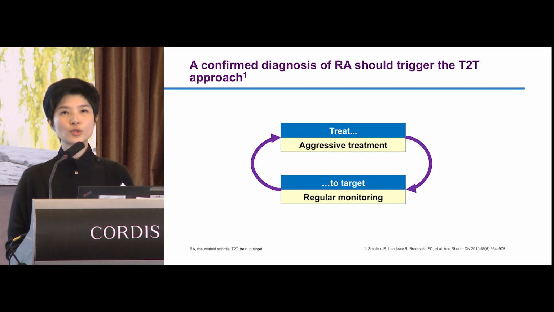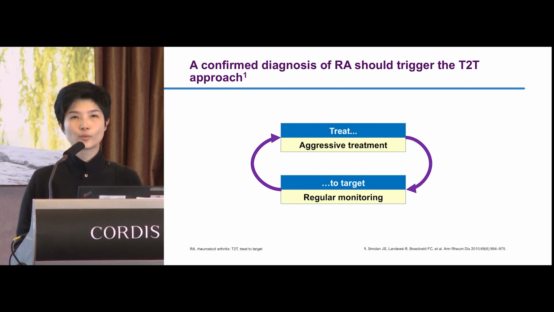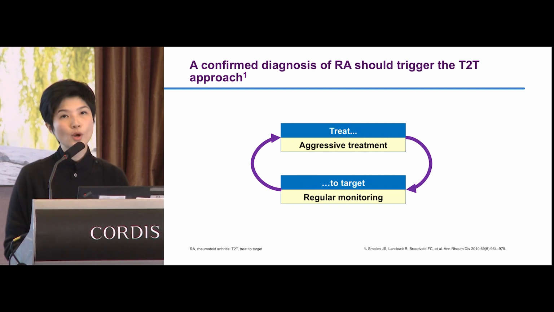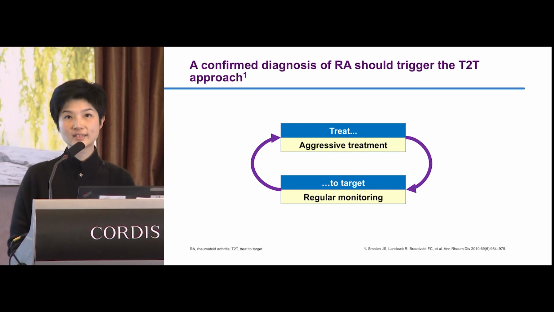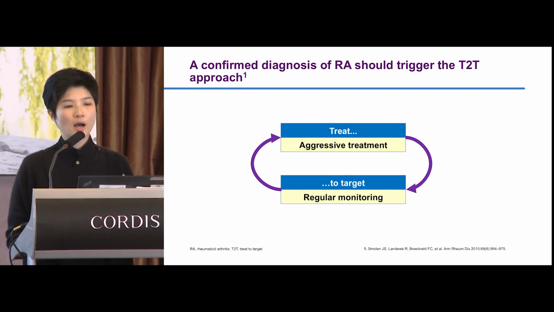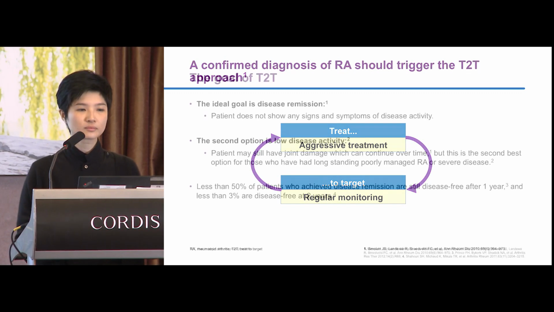So we need a treat-to-target approach once we confirm the patient has rheumatoid arthritis. With early diagnosis and aggressive treatment, the treat-to-target approach allows adequate disease control, prevents joint erosions, and also other complications in rheumatoid arthritis. And we should monitor patients regularly and closely, and also make changes and adjustments to the treatment according to their disease activity.